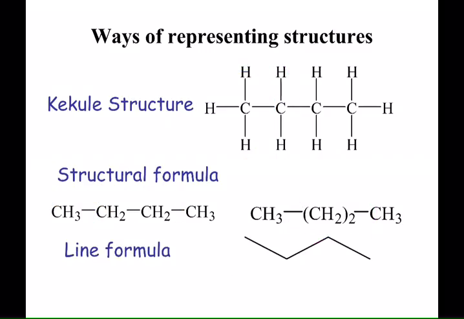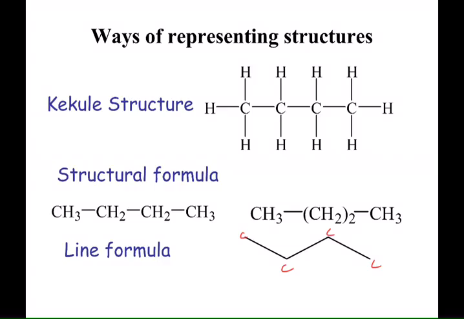This is a line formula. Like, really? At the ends and at the vertices of the segments, you put carbons. If you wanted to unpack this, I would put a carbon here at the end, a carbon at the vertex, a carbon at that vertex, and a carbon at that end. Are they just assuming all the hydrogens are in place? Yep.